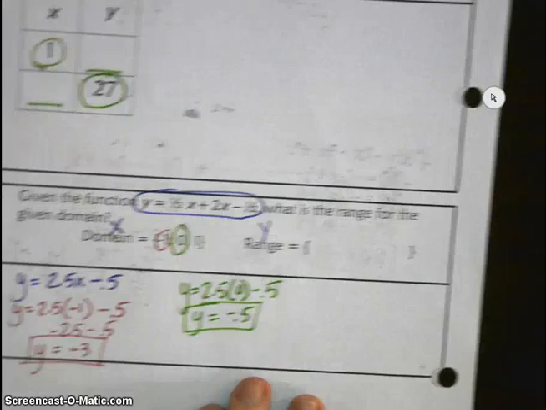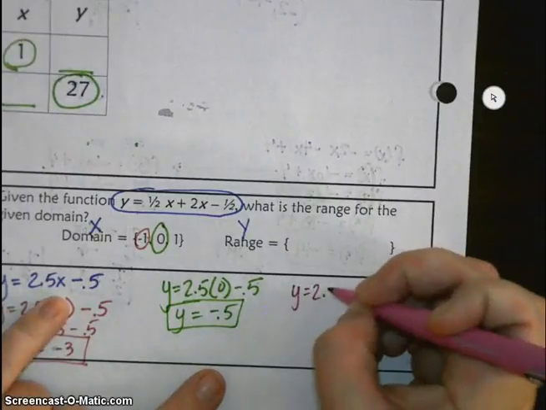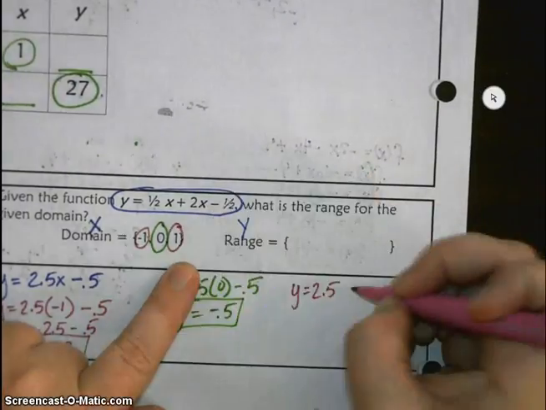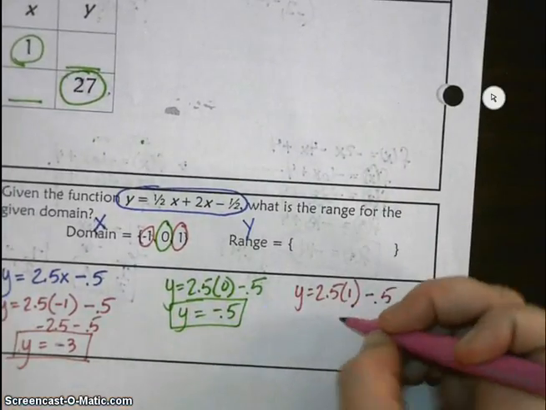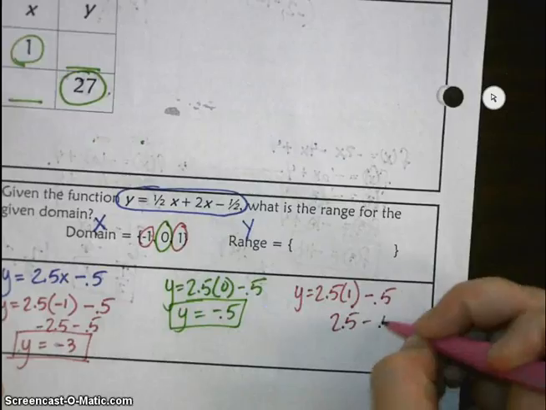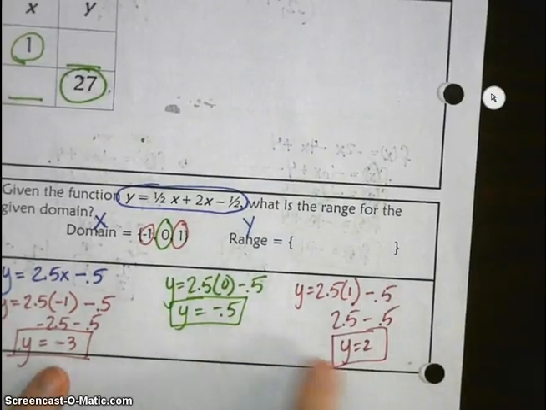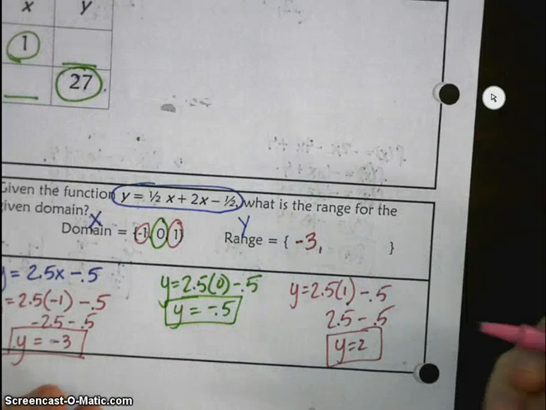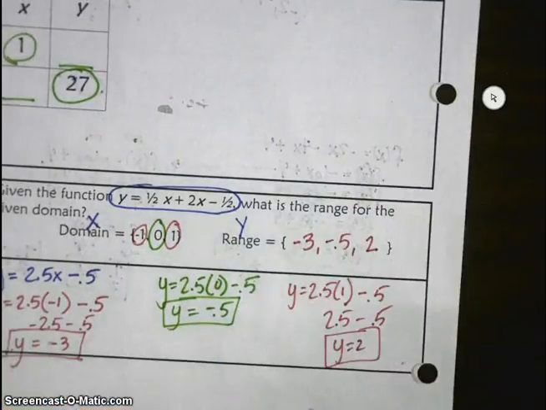And finally, the third value, I'm going to say y equals 2.5 times x. The x value in this case is 1, minus 0.5. 2.5 times 1 is 2.5. Minus 0.5 is 2. So here are my three y values. The least one happens to be negative 3, but it's not always going to be that way. Then negative 0.5, and then 2. Domain and range from function notation.